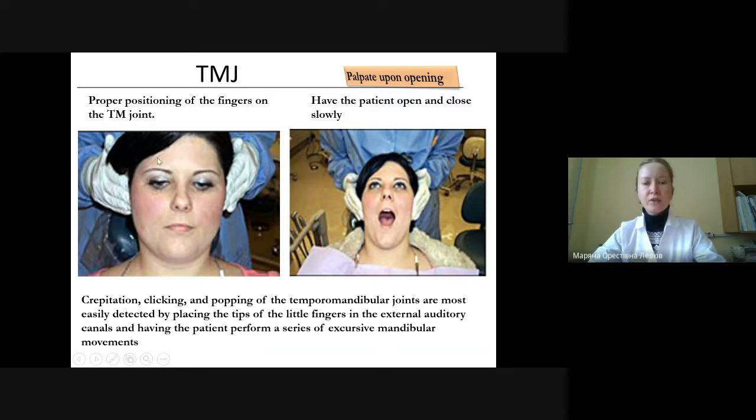At first, it is necessary to position the fingers on the TMJ and then ask the patient to open and close the mouth slowly. If there are any problems in the course, or clicking or popping, it can be a signal of a disorder that possibly can result in bruxism, for example.